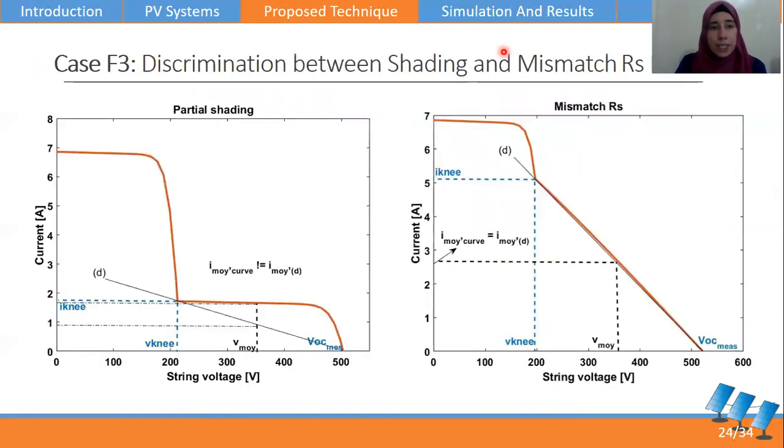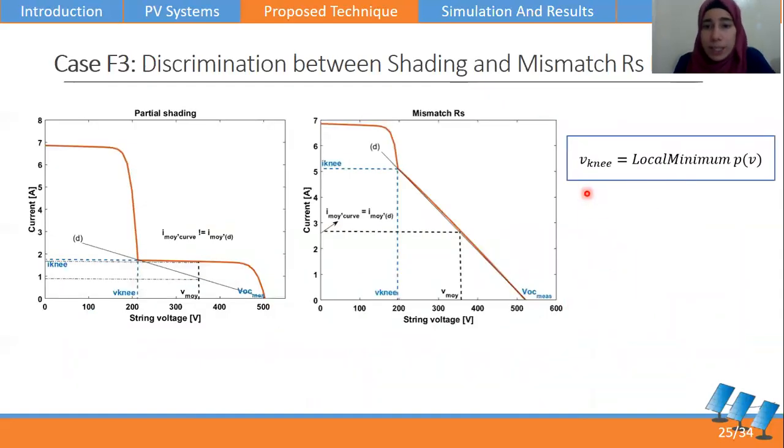Case F3, discrimination between shading and mismatch RS. Here we will consider one inflection point. If we have more than one inflection point, then it's a partial shading fault. Here the last part of the graph allows us to discriminate between these two types of faults.